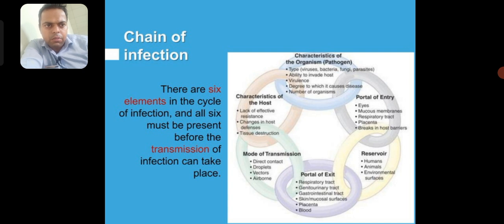In the mode of transmission, it is direct contact, droplets, or airborne factors. The characteristics of the host include effective resistance, changes in the host defenses, and tissue destruction. So these are the 6 elements in the chain of infection which can cause hospital acquired infections, and they must be present before the transmission of infection can take place.